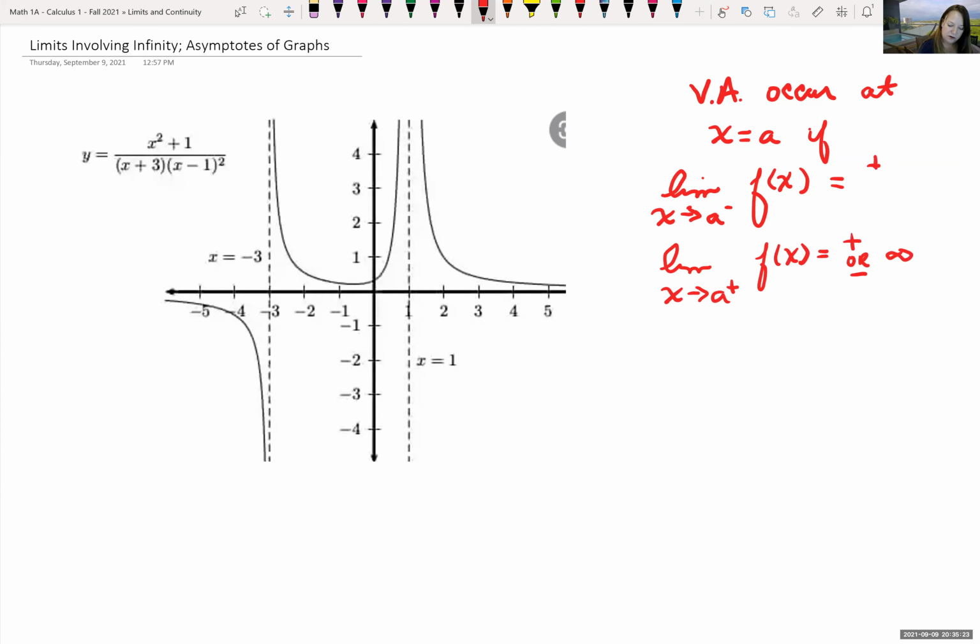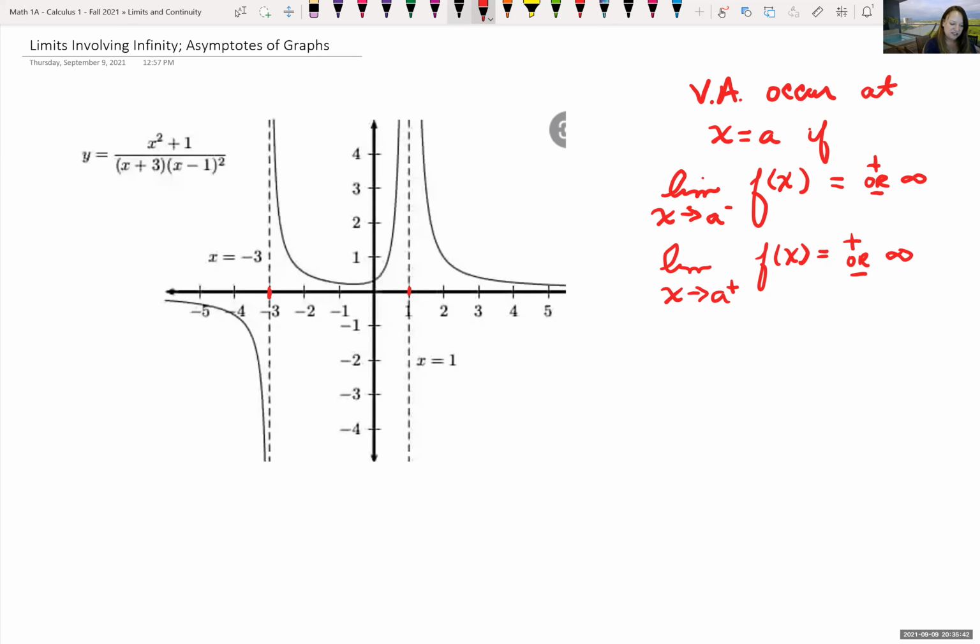Notice in this picture we have two vertical asymptotes, denoted by the dotted lines. Those really aren't on the graph. It's just denoting that the graph is getting really, really close to that x value, but never touching or crossing.